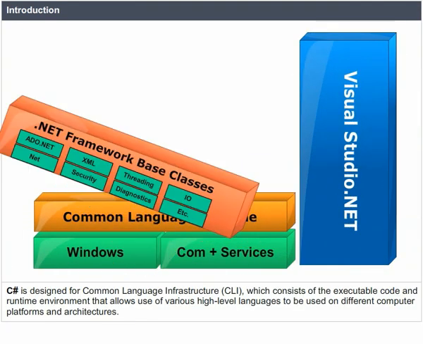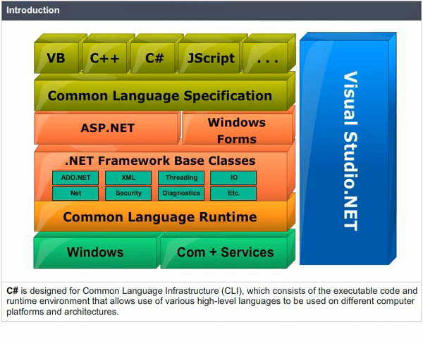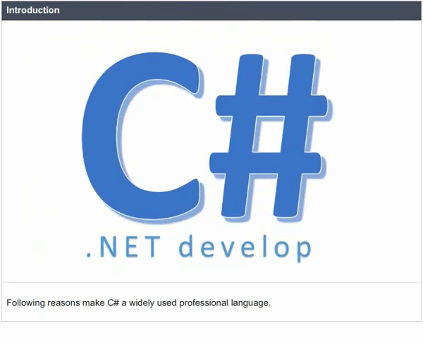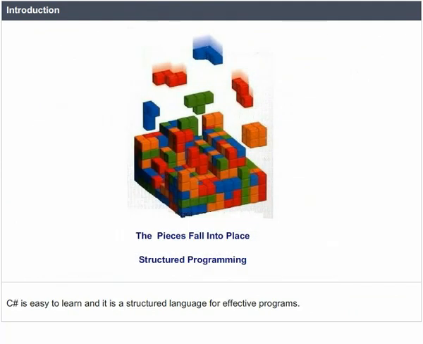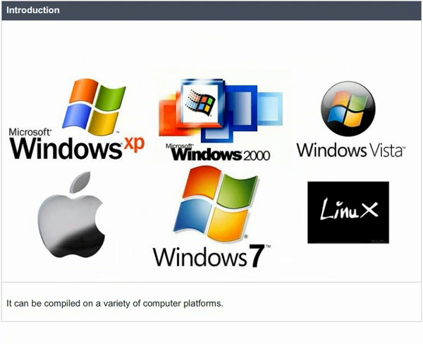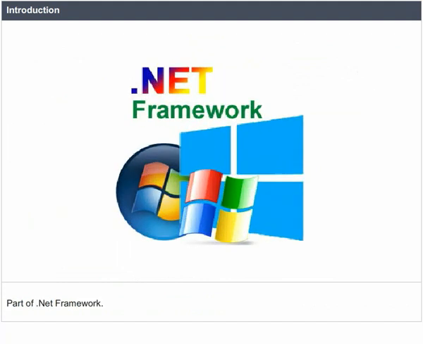C# basics. Introduction. C# is designed for the Common Language Infrastructure (CLI), which consists of the executable code and runtime environment that allows various high-level languages to be used on different computer platforms and architectures. The following reasons make C# a widely used professional language. It is a modern general-purpose programming language which is both object-oriented and component-oriented. C# is easy to learn and it is a structured language for effective programs. It can be compiled on a variety of computer platforms, part of the .NET framework.